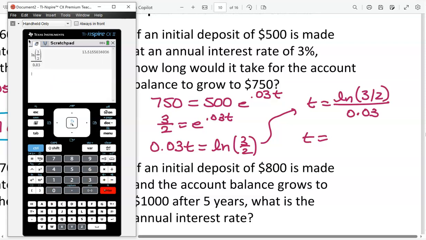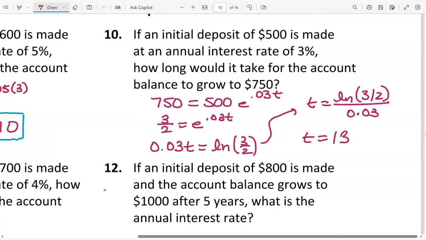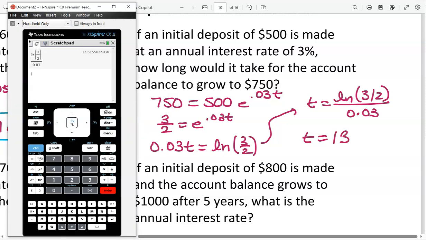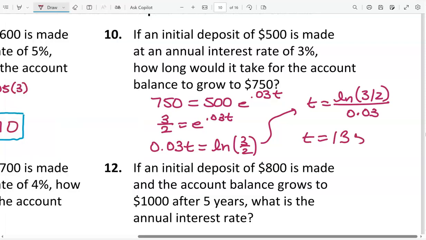And we don't have rounding directions, but it's safe to say that we should be rounding to the nearest thousandth, unless it's money. So 13.516. And the units on that would be years, since t represents the number of years.